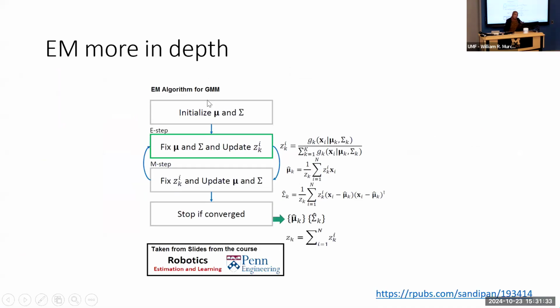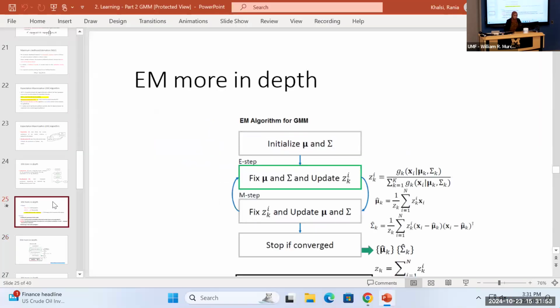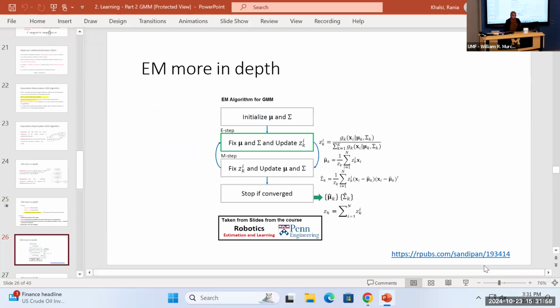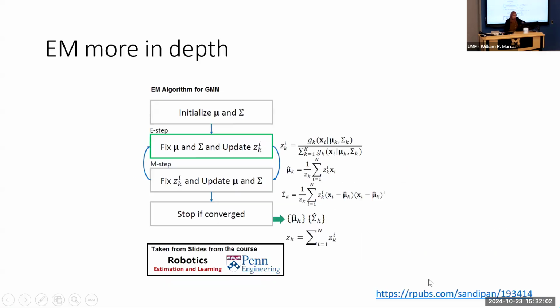So if, for example, I have my EM algorithm for GMM, the first step is I'm going to initialize mu and sigma. I'm going to give random values. And then the E step, which is to fix mu and sigma and update z_ki. This one we are just introducing here, which is the latent or hidden variable. And now, once we do that, this is updated in the step.